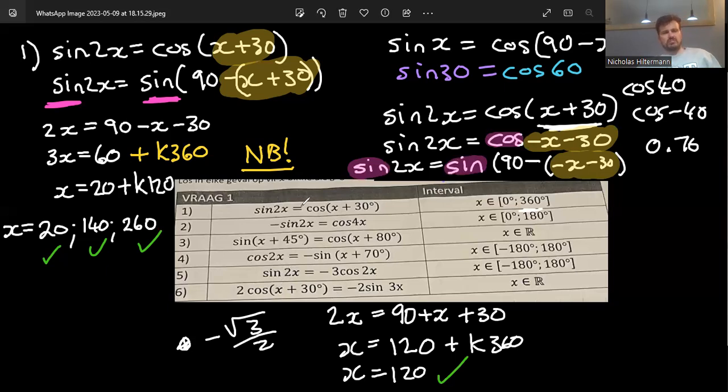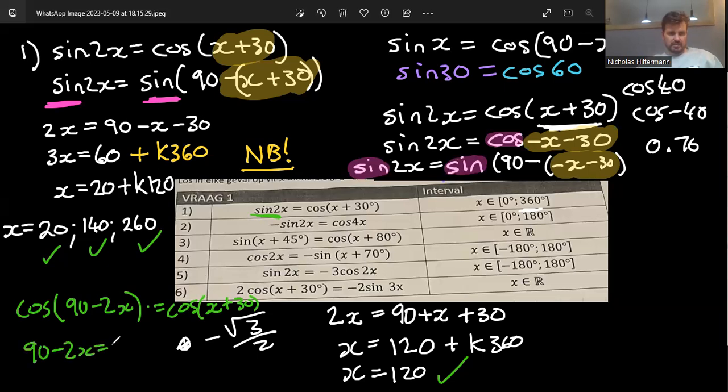You could also change this to cos of 90 minus 2x. So in other words, you change that, but we don't really have to do it because we can just get the same answer. But then we drop the cosines, we get 90 minus 2x equals x plus 30. That goes to the other side, we get minus 3x equals 90 minus 60 when 90 goes across, which gives you x equals 20.